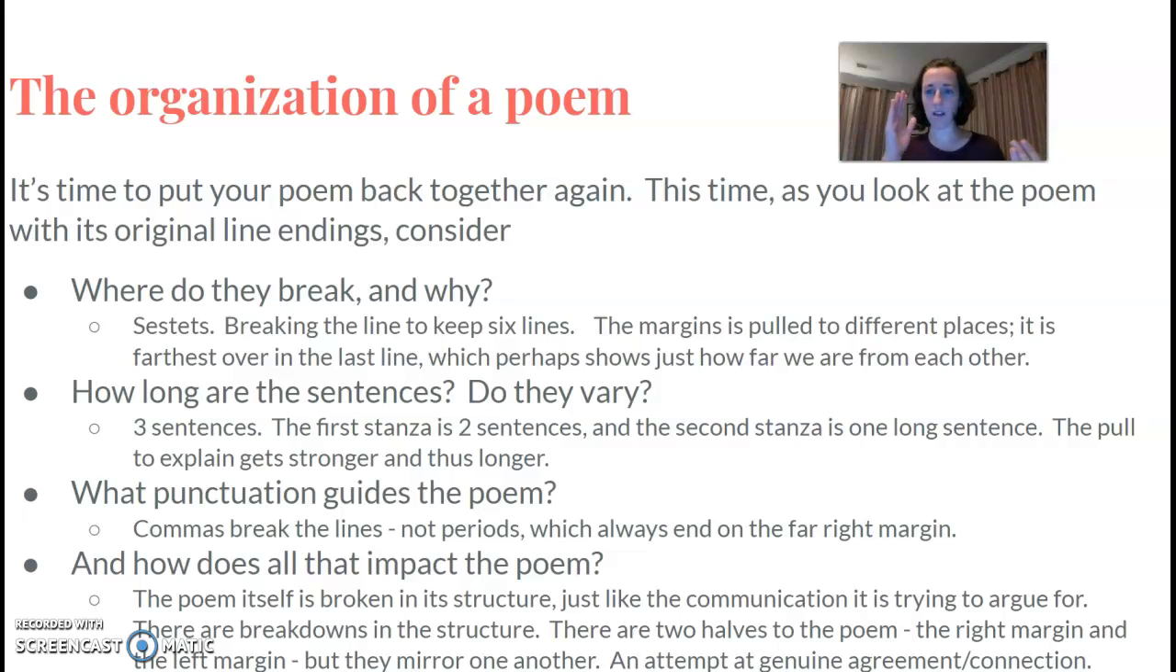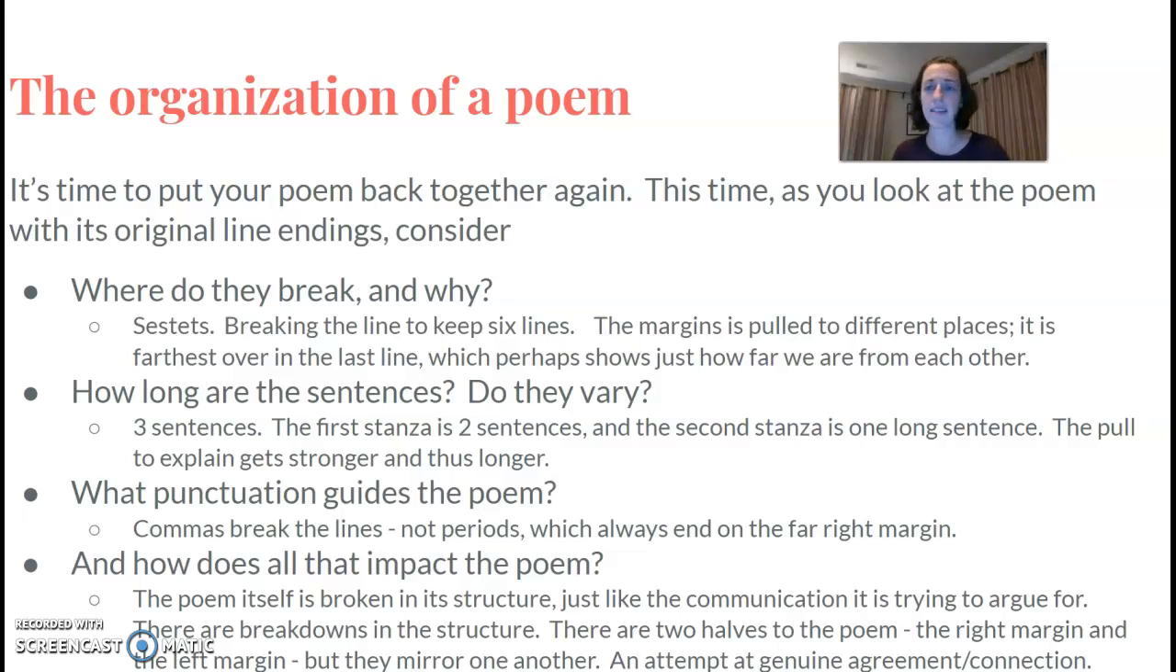The margins are pulled to different places, though. It's not like they're all left margined, flushed on the left, and then there's a few that are flushed over here. They're scattershot. They're jagged. And I'm supposing that that supports the message. The farthest one over is the last line, which is where he says, we'll never speak the same language, essentially. And so maybe he's trying to say that's the farthest we are from each other. And the whole spirit of the jagged edges suggests this breakdown in our communication.